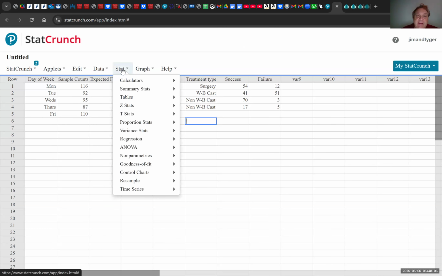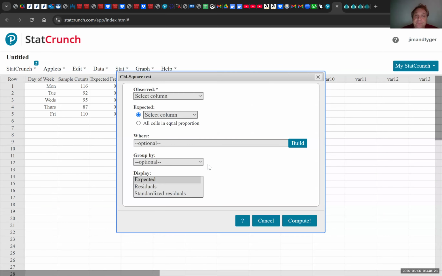I'm going to go to stat, and the selection of whether or not the frequencies are as expected is called goodness of fit. And we're going to use a chi-squared test. That's the standard goodness of fit test. We're trying to see if the sample frequencies fit the expected frequencies. So I go to a chi-square test.